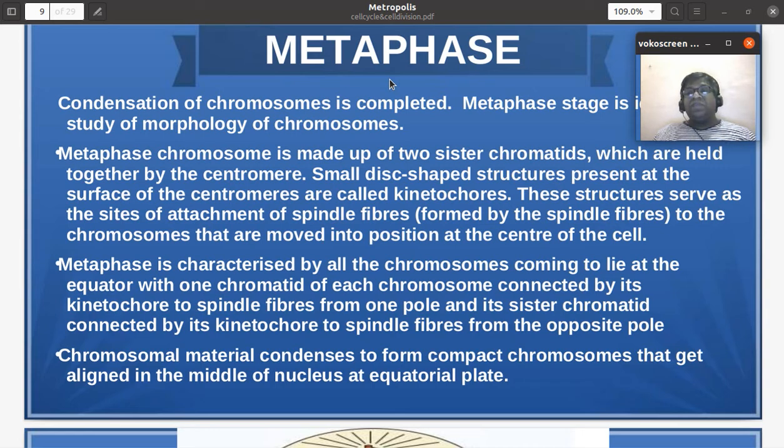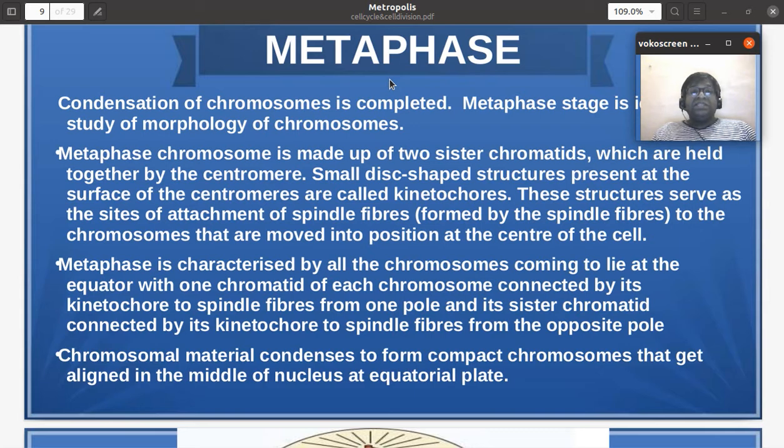In the metaphase, you can notice that all the chromosomes are at the center of the cell, which we call the equatorial plate. They get arranged there, and you find the spindle fibers of each chromosome from the opposite poles. One side of the kinetochore is attached to a spindle fiber, and the other side of the same centromere is attached to the opposing spindle fiber. So you can notice that.